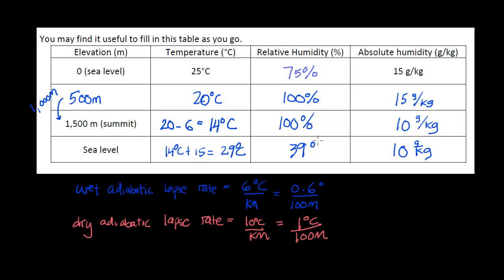And that's pretty interesting, isn't it? So the air has gone up over the mountain. Its relative humidity has gone from 75% to 39%. The air is much drier. The absolute humidity has gone from 15 grams per kilogram to 10 because it lost all that water by rain on the front side of the mountain, right? And the air has warmed tremendously, right? It came in at 25 degrees and now it's at 29 degrees.